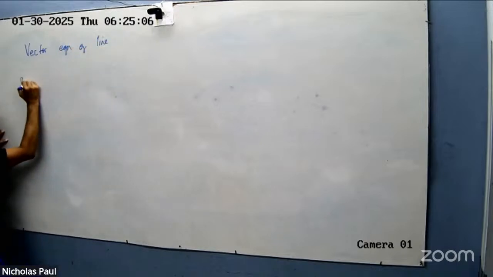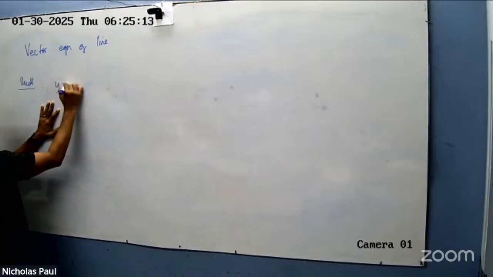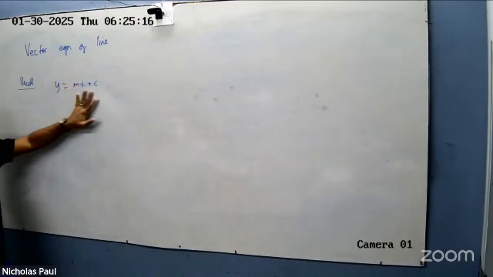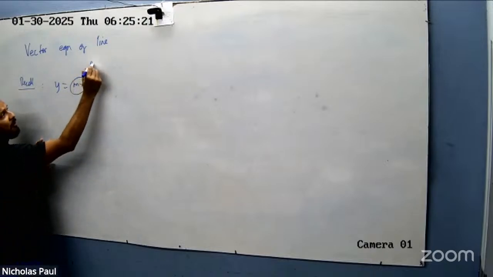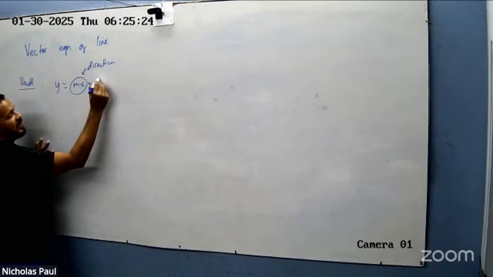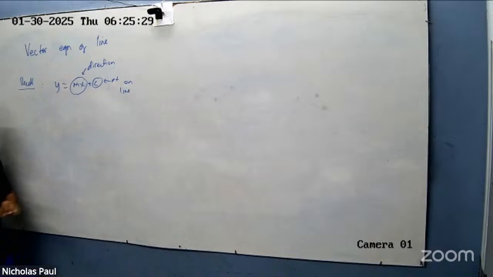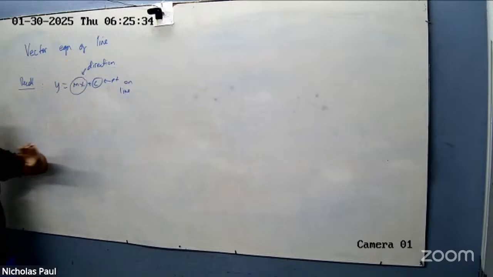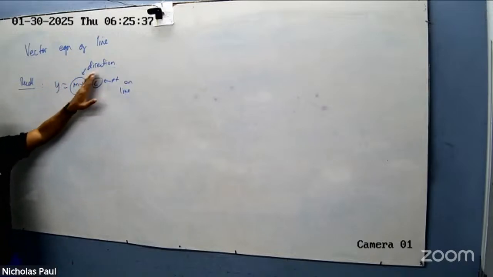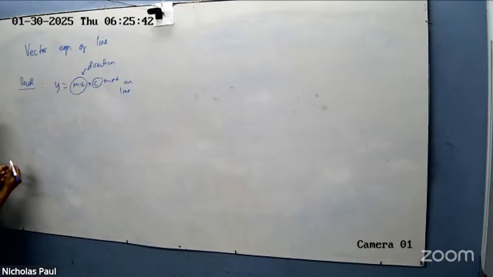Right, so you all remember the equation of a line? What was the equation of a line, please? Y is equal to... Right, so here's what you need. You need something that will give you direction, and you need a point on the line. In order for us to find the vector equation of a line, we need two things: something that will give us direction, and a point on that line. So watch this here.